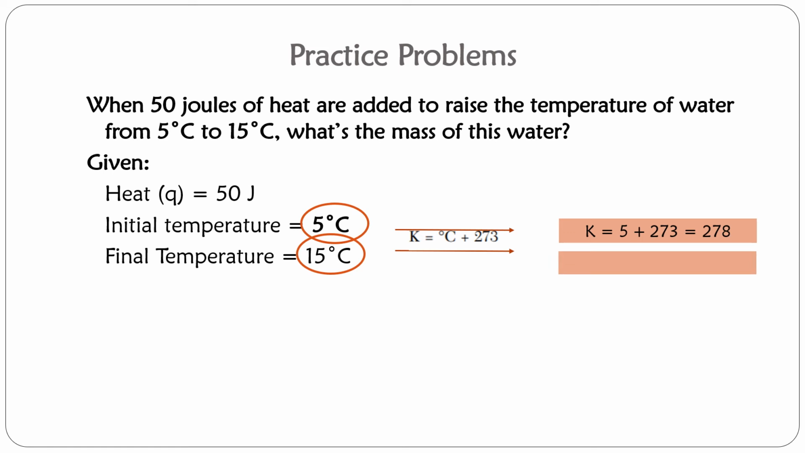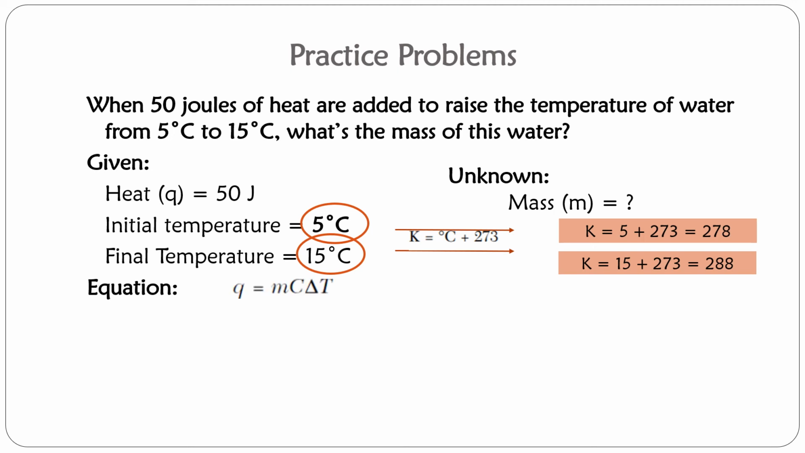So when we do that for both of them, we use the same equation from table 2, which is K equals degrees Celsius plus 273. So now our initial temperature is 278 Kelvin and the final temperature is 288 Kelvin. The unknown is the mass. That's what we have to figure out. We'll use the same equation, Q equals mc delta T.